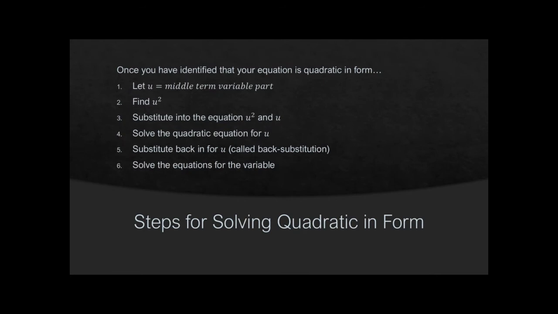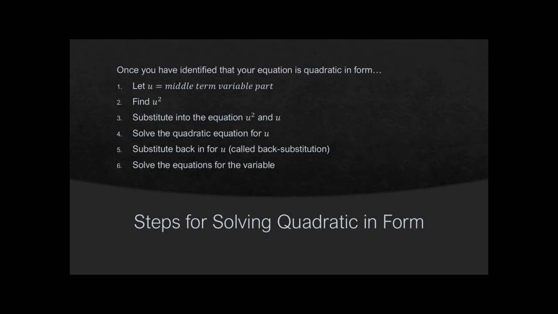Then you substitute into the equation u squared and u so that you don't have the complicated thing, you just have those variables. And then that gives you a quadratic that you can solve, factoring, quadratic formula, whatever way you want to solve the quadratic. And once you've solved for u, you then have to substitute in what the original thing looked like. We call this back substitution because you're substituting back in for u what you started with, and then you solve for your actual variable. So you're doing multiple steps for solving.